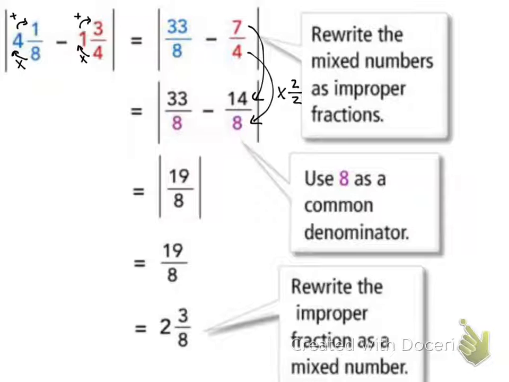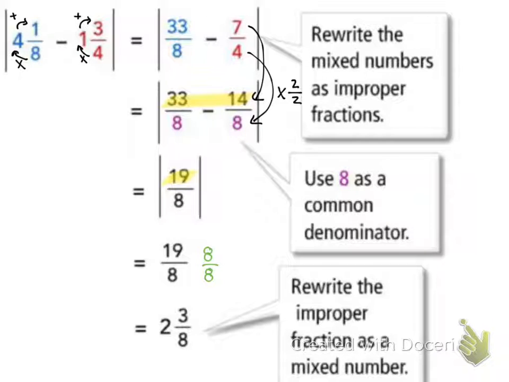So I have a common denominator, so I can just subtract now. How do you subtract two numbers with the same denominator? Well, just subtract the numerators. So 33 minus 14 is 19. All right, so we have the absolute value of 19 over 8. And how far is 19 over 8 from 0 on the number line? Well, it's positive, so I just leave it alone, so 19 over 8.